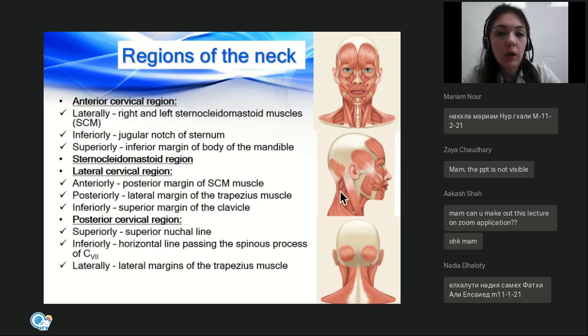The lateral cervical region anteriorly is bounded by the posterior margin of the sternocleidomastoid muscle. Posteriorly, there is the lateral margin of the trapezius muscle, and inferiorly, the superior margin of the clavicle. And the posterior cervical region is bounded superiorly by the superior nuchal line, and inferiorly by a horizontal line passing through the spinous process of the 7th cervical vertebra, and laterally by the lateral margins of the trapezius muscle.